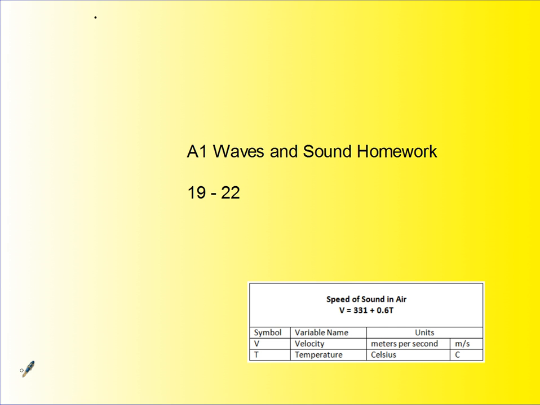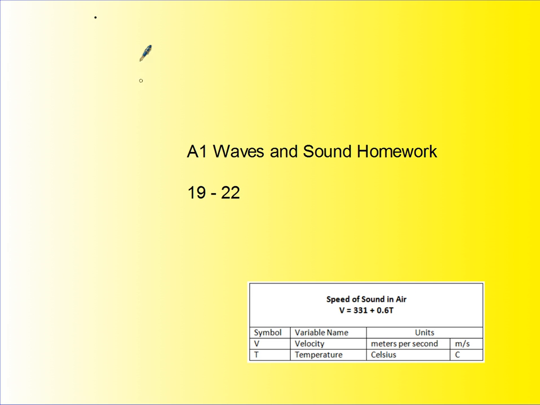All right, now let's talk about the speed of sound in air. We have a very handy formula: the velocity of sound in air is 331 plus 0.6 t. We're not going to worry too terribly much about units. Just know that the speed is always in meters per second, and for these examples, the temperature has to be in Celsius.